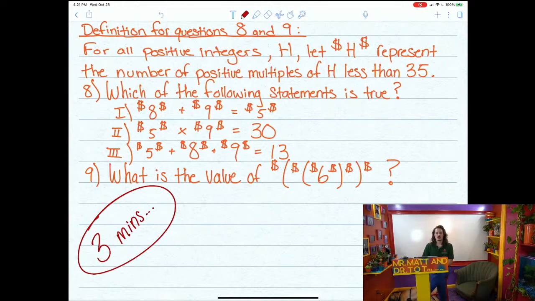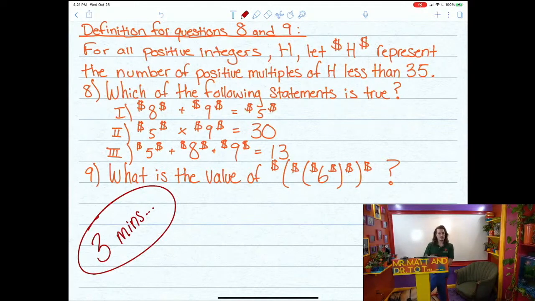Statement 1: $8$ plus $9$ is equal to $5$. Statement 2 says $5$ times $9$ is equal to 30. Statement 3 says $5$ plus $8$ plus $9$ is equal to 13.